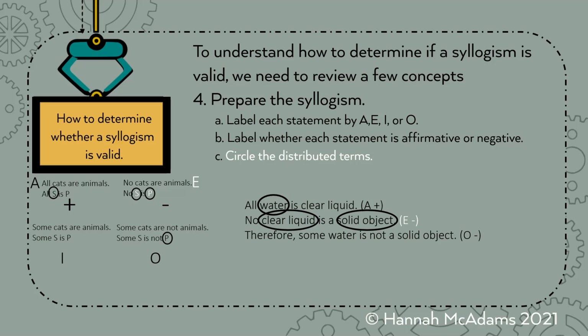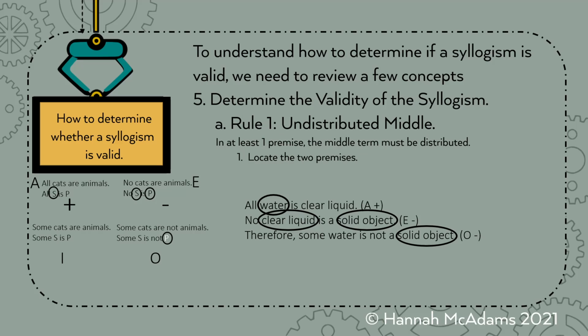Then the O statement, some water is not a solid object. So the predicate is circled, solid object, and we're going to circle that. You with me? Great.